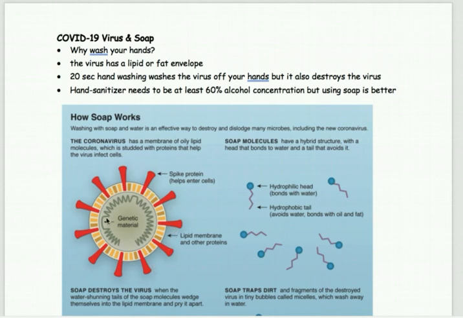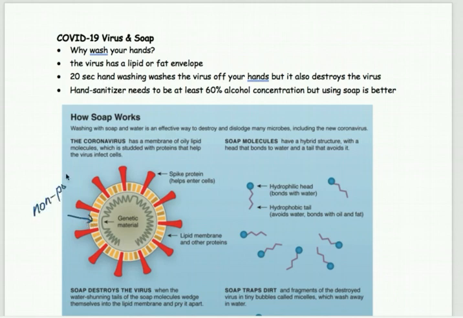where the sphere part is, that's actually made up of lipids, which is made of something similar to fat. So it's like you have a fat envelope or blanket here. The coronavirus has this fat blanket, and remember, fat is nonpolar. So this is nonpolar here.